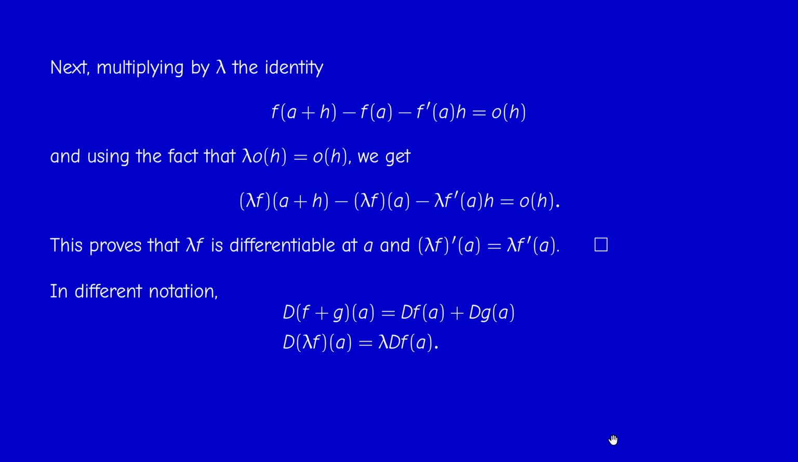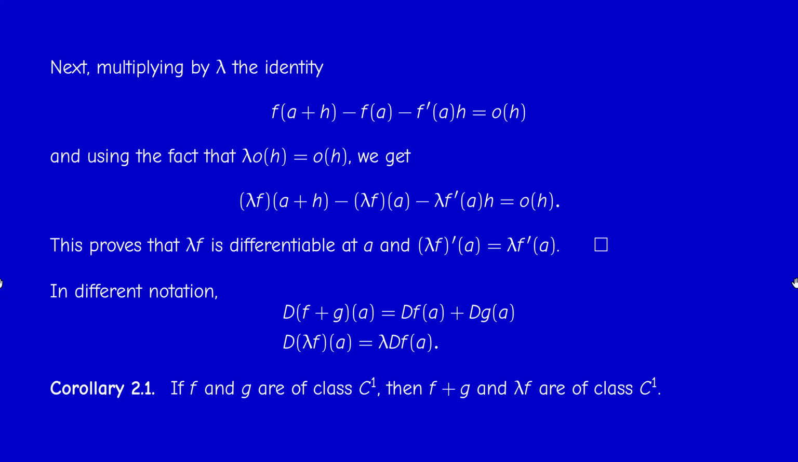Okay. Now, a corollary of this is that the sum of two C1 functions and the multiple of a C1 function is also C1. Why? We already proved that the sum of two differentiable functions is differentiable. Now, if in addition the derivatives are continuous with respect to the argument, the derivative of the sum is the sum of two continuous functions, so it's continuous.